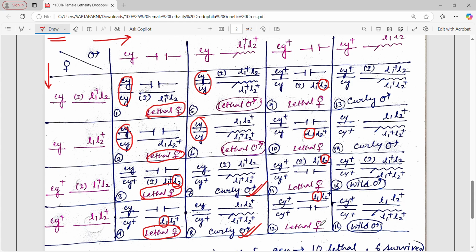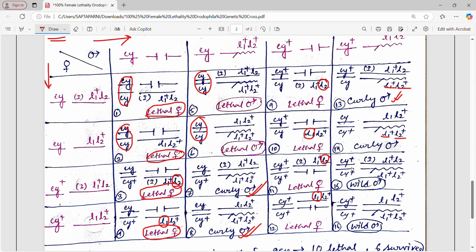Now see, this is a Curly male due to the presence of both L1 plus and L2 plus alleles. Similarly, it is also a Curly male due to the presence of both L1 plus and L2 plus alleles.